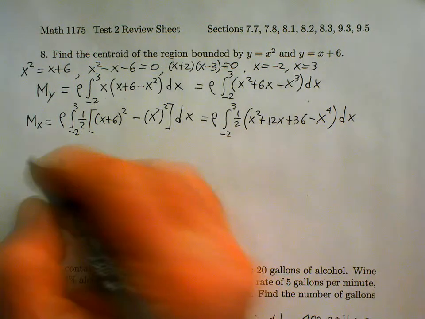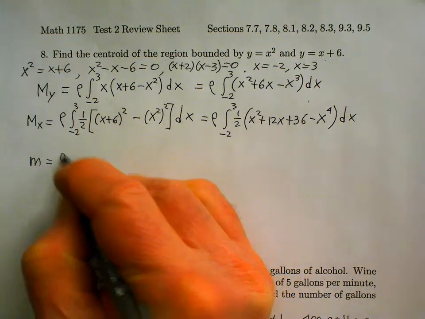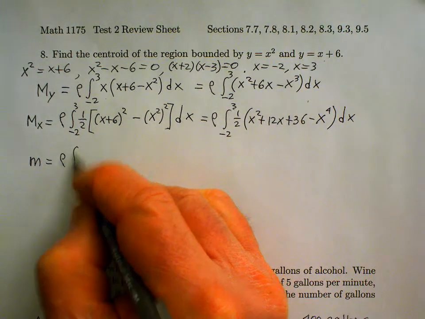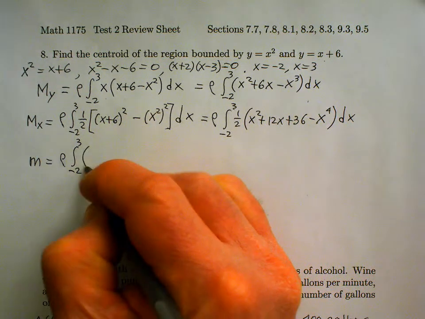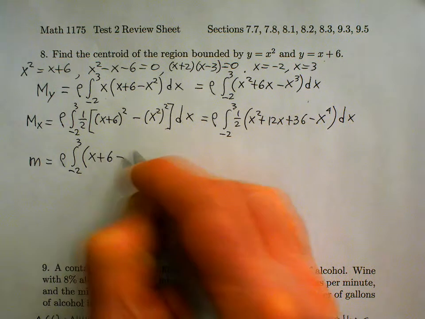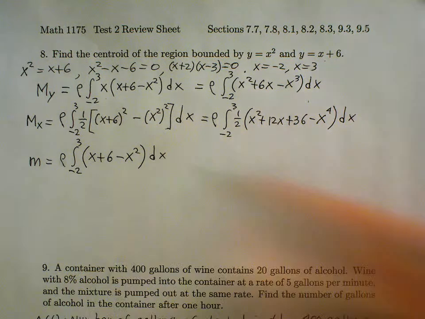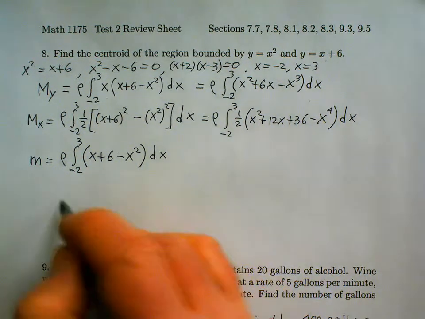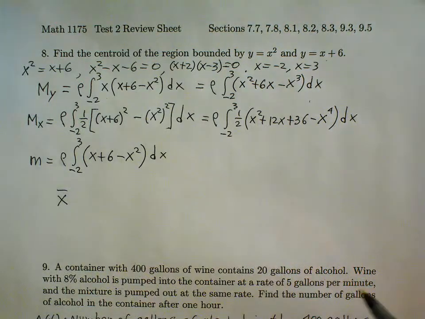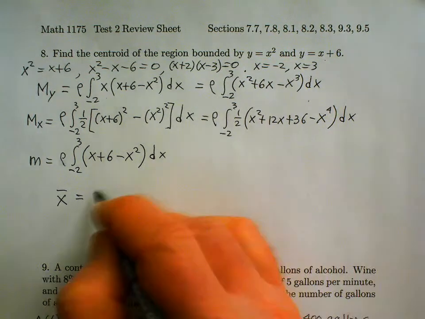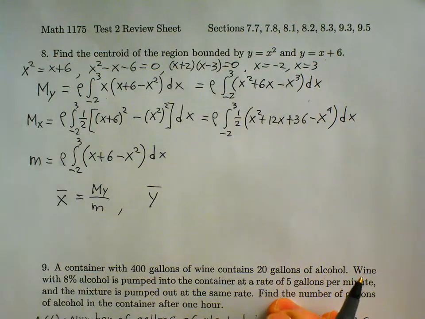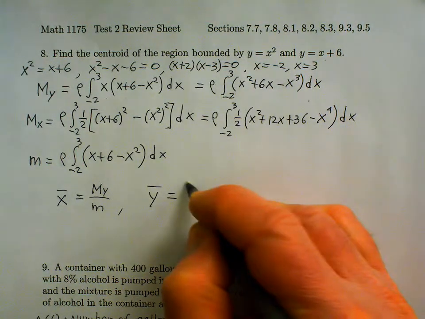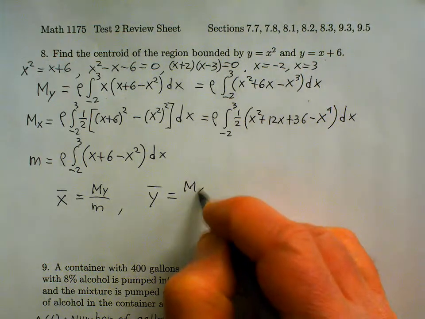And then the mass is rho times the area. So it's rho times the definite integral from negative 2 to 3 of x plus 6 minus x squared dx. Okay, then by definition, the x-coordinate of the centroid is the moment of the system about the y-axis divided by m. And the y-coordinate of the centroid is the moment of the system about the x-axis divided by m.